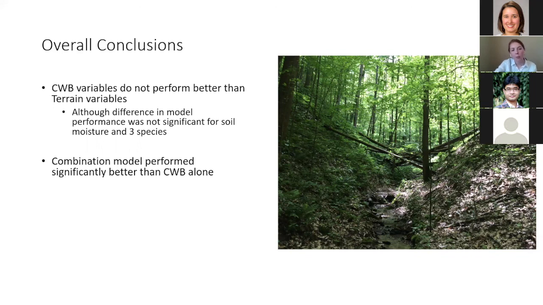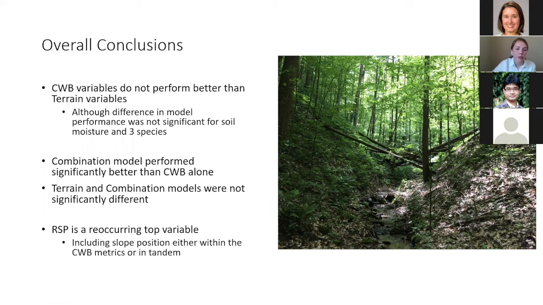We also saw that the combination model performed better than the climate water balance model alone, which really tells us that including those terrain variables can be advantageous. And we note that the terrain and combination models were not significantly different, which is a pretty interesting finding. We also note that RSP is a reoccurring top variable in both parts of this study. So including slope position either within the climate water balance toolkit or in those metrics or in tandem with them might improve model performance.